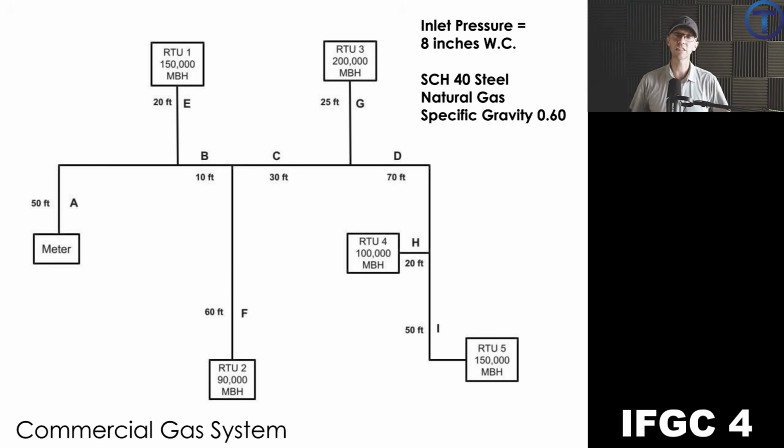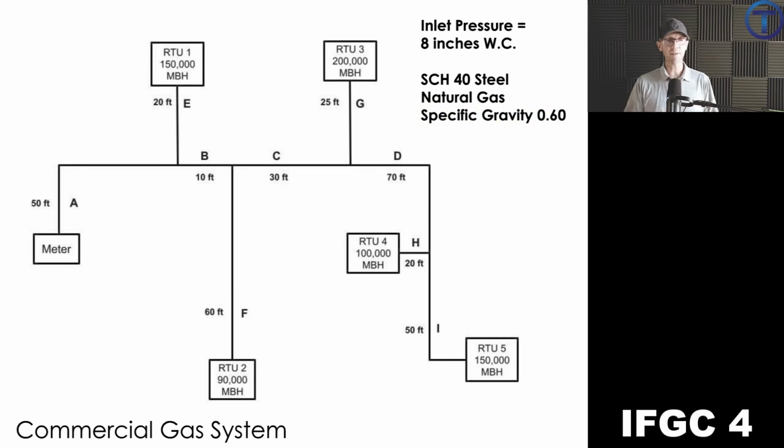That's what this whole system is about. All right, other important things to note about this system. It has an inlet pressure of 8-inch water column. We are using Schedule 40 steel pipe. It is a natural gas system with a specific gravity of 0.60.